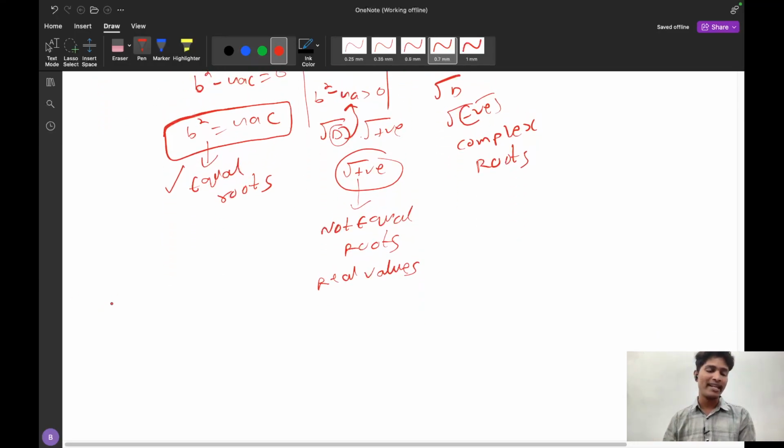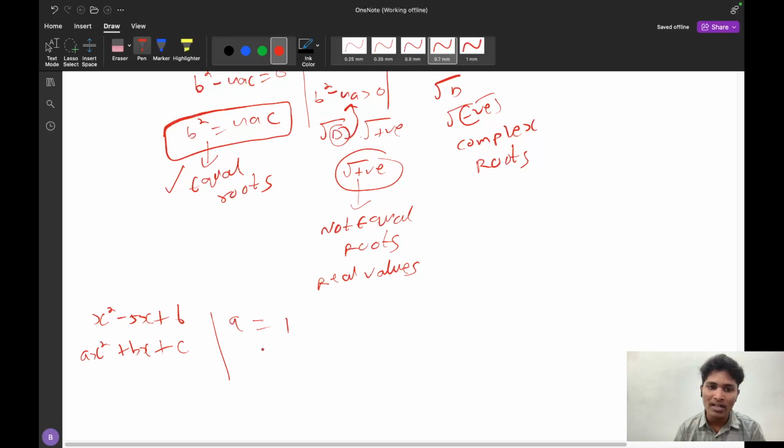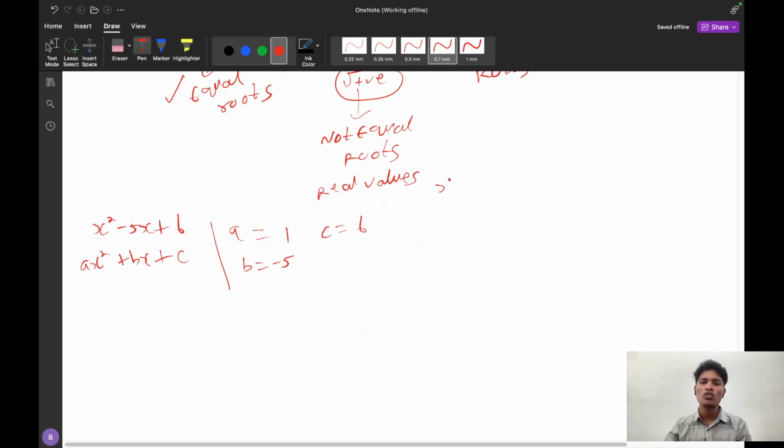Suppose I take an example, x square minus 5x plus 6. Suppose this is the equation and you want to find the roots. Write ax square plus bx plus c and just compare the values. a equal to 1, b equal to minus 5, and c equal to 6. The roots are x equal to minus b, that is minus of minus 5, plus or minus root of b square, that is minus 5 whole square, minus 4ac, that is 1 and 6, divided by 2 into a, 2 into 1.